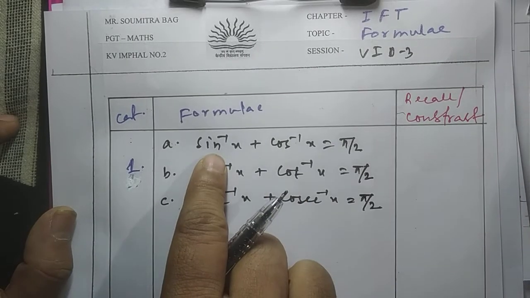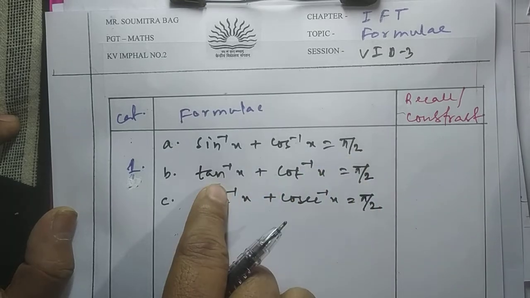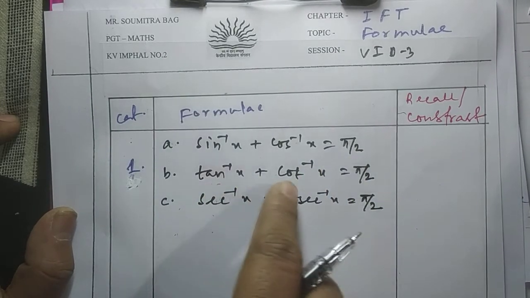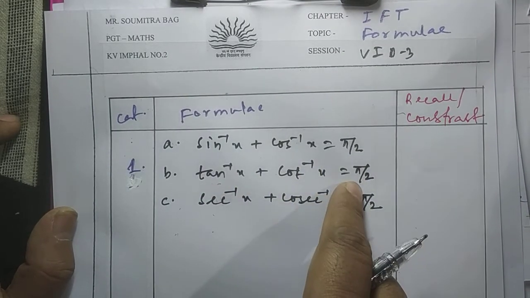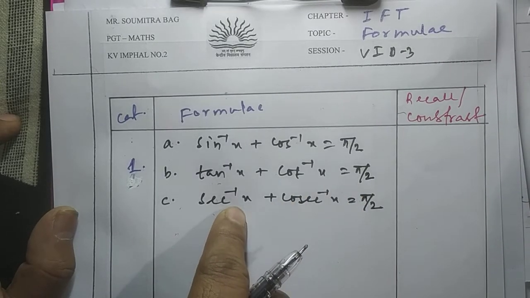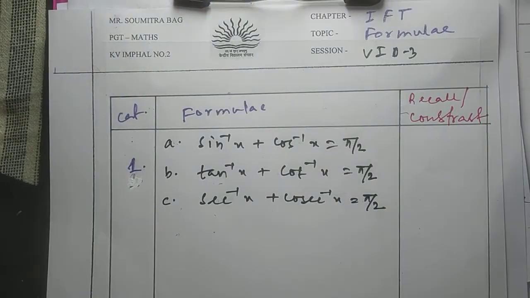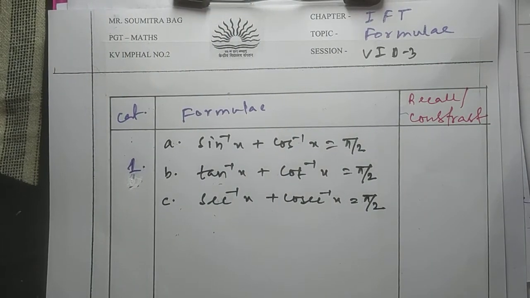Once more: sin inverse x plus cos inverse x equal to pi by 2. The second one is that tan inverse x plus cot inverse x equal to pi by 2. And finally, the third one is that sec inverse x plus cosec inverse x equal to pi by 2. Now the question comes, how to remember these formulae?